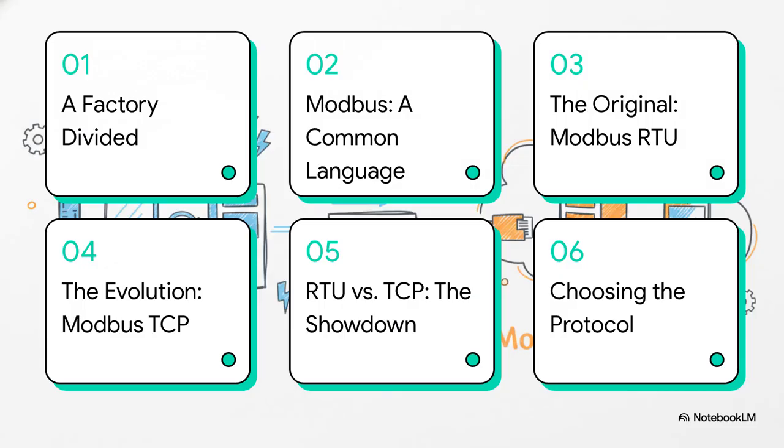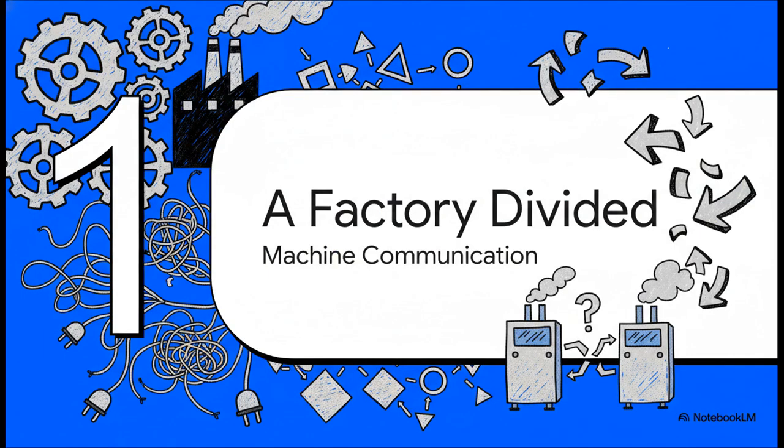So, here's our game plan. We'll start with the problem, a factory in chaos. Then, we'll meet the hero, Modbus itself. After that, we'll break down the two main versions, RTU and TCP, put them head to head, and finally, figure out how you can choose the perfect one for the job. Let's get into it.